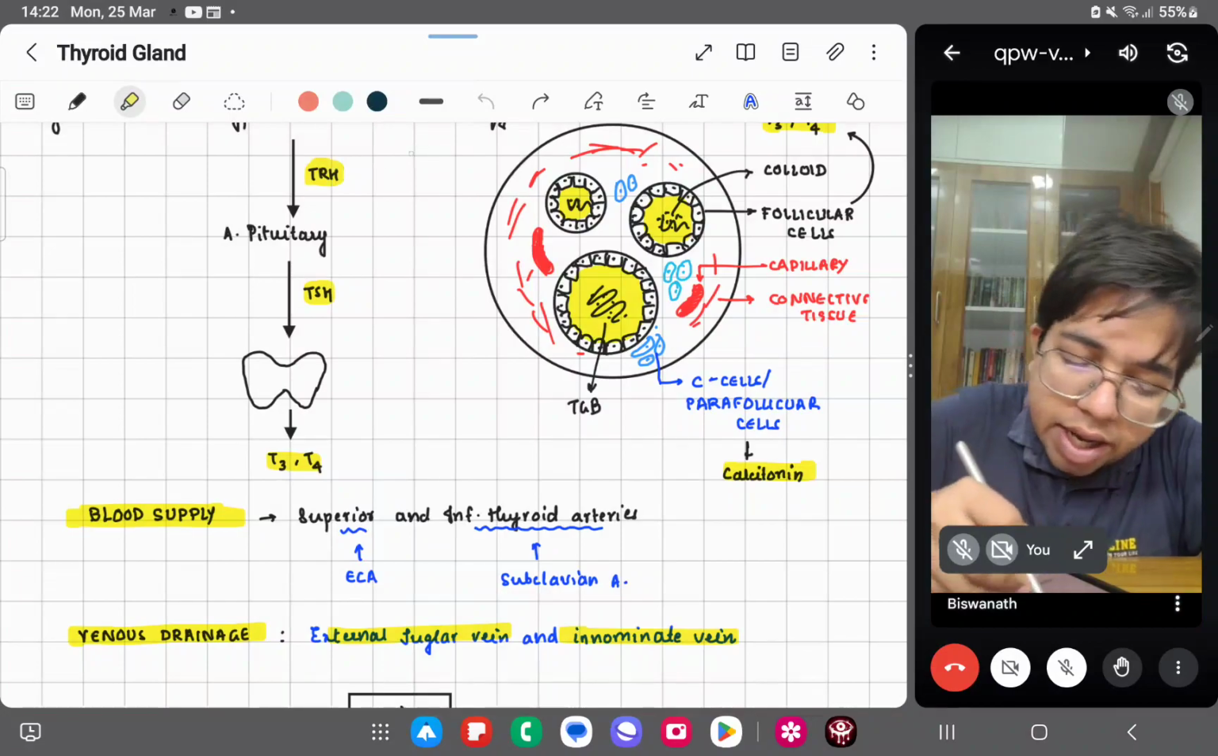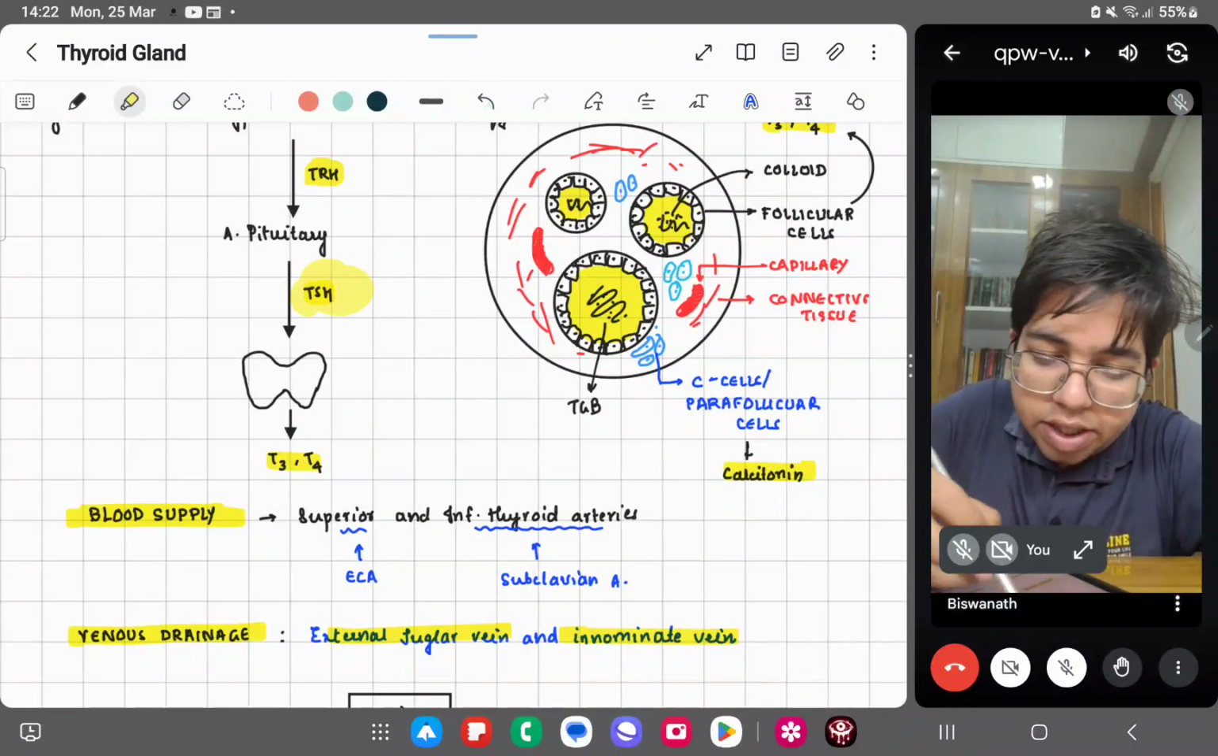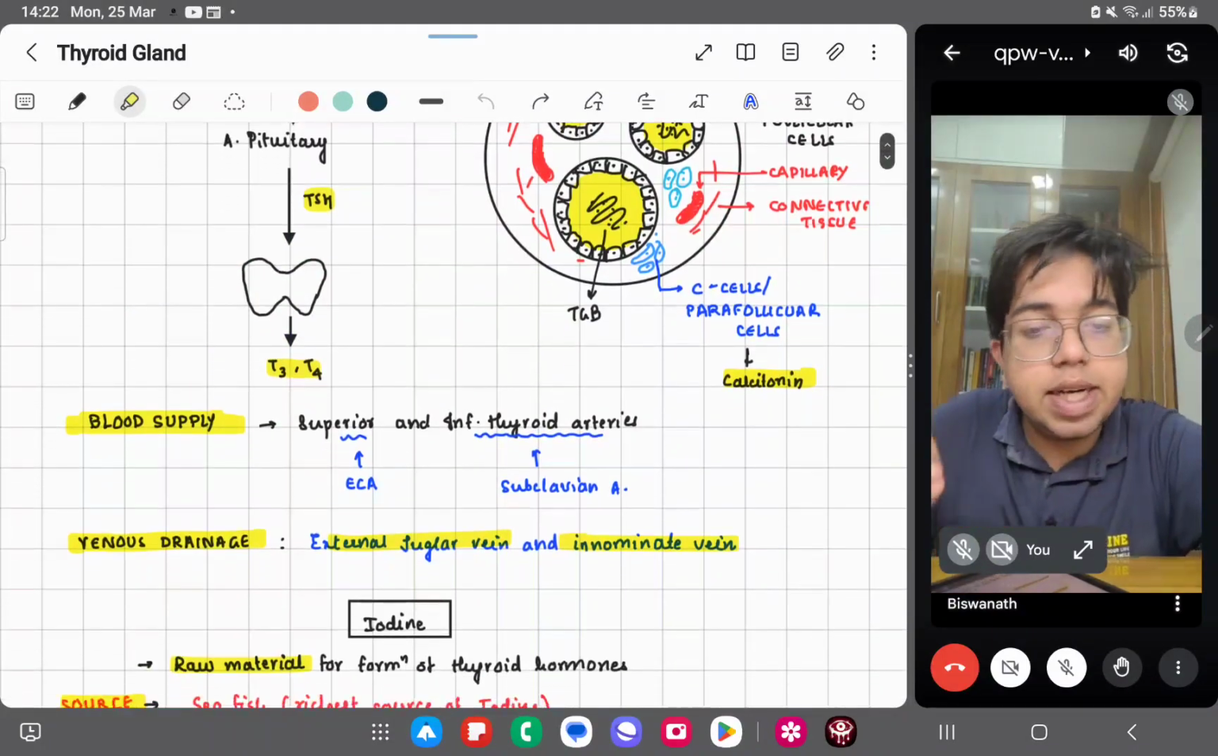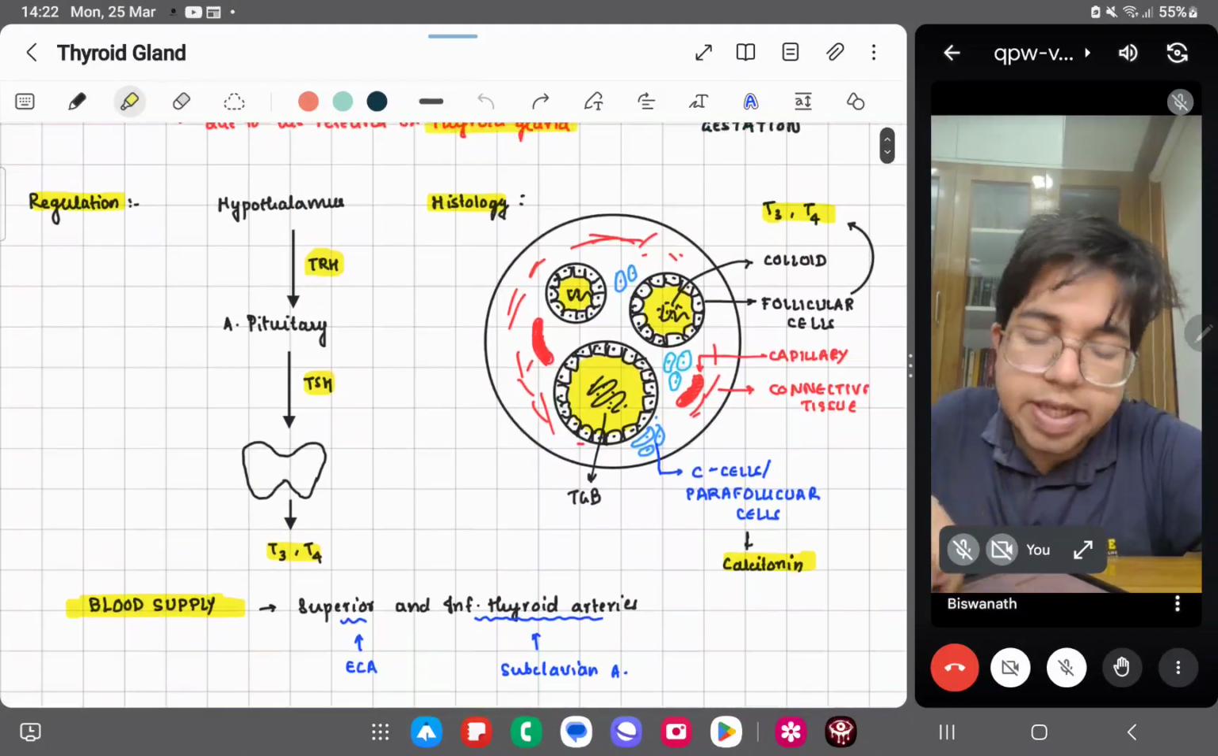TRH is thyroid releasing hormone. TSH is thyroid stimulating hormone, and thyroid stimulating hormone stimulates the thyroid gland, releasing T3 and T4. This is the basic regulation part.